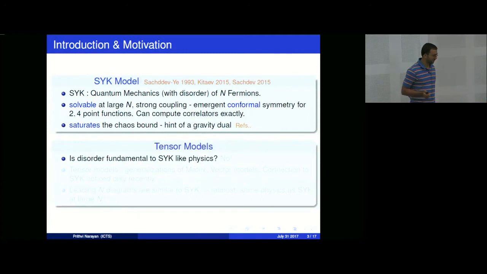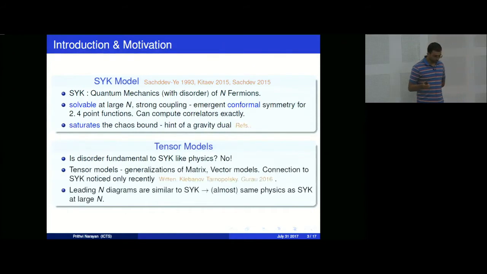So I will be interested in something slightly different, which is tensor models. You could ask whether the disorder is very fundamental to having SYK-like physics, and the answer is no. These tensor models are examples of theories which have almost SYK-like physics. They are generalizations of matrix and vector models, as I'll show. These are objects with 3 indices, which is why they are called tensors, as against 1 index for vector and 2 indices for matrix. These models were studied some time back with different motivations, but the connection to SYK was noticed lately by these authors and others. The diagrams are similar to SYK, and you get almost the same physics as SYK. It will differ in some ways, which I will highlight later on.